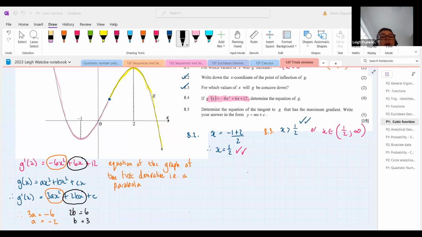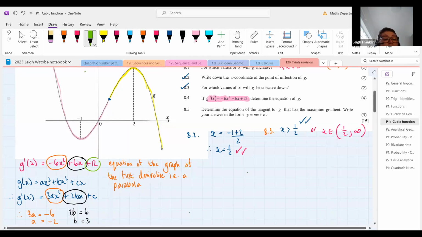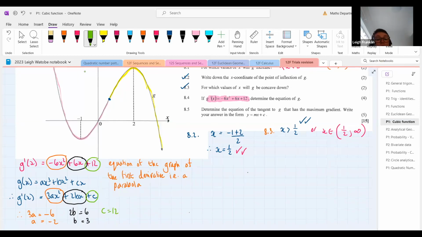And then the last term. Let's choose a different color for this one. Let's go with green. c would be equal to 12. Quite right. So therefore, the equation of g of x, now we can go and sub back in. a was equal to -2, so that would be -2x cubed. Then the value of b is 3, so this would be plus 3x squared. And c was equal to 12, so here we would say plus 12x, like so.